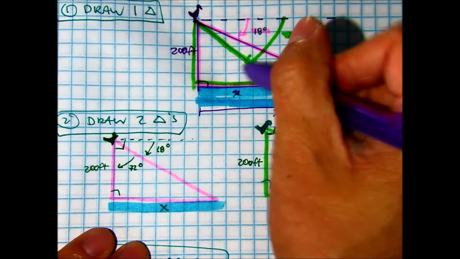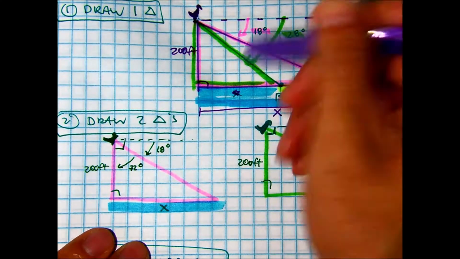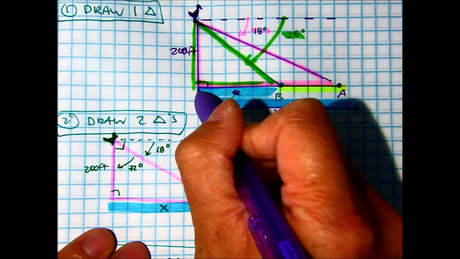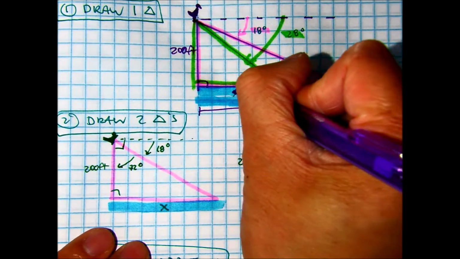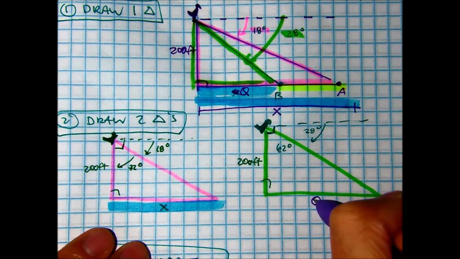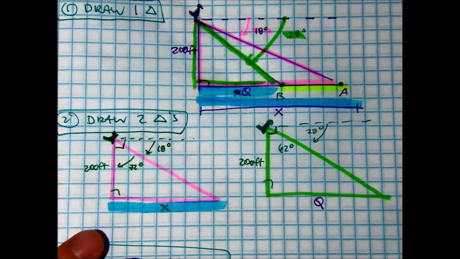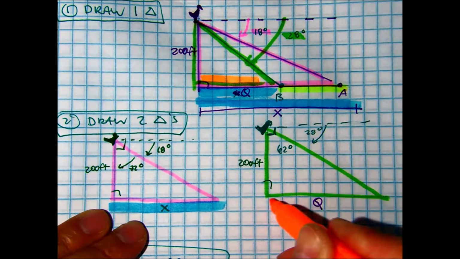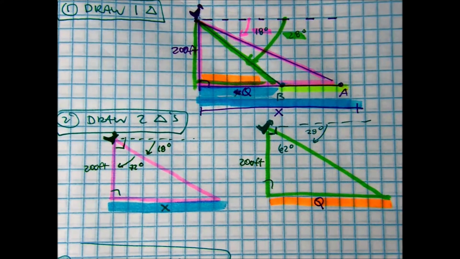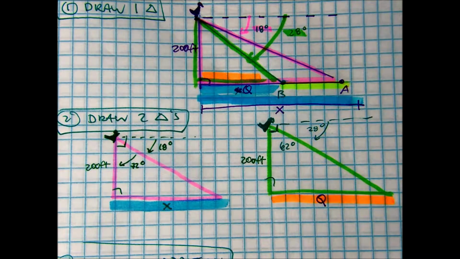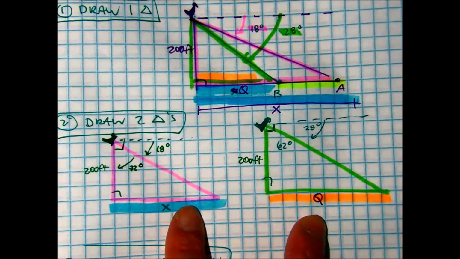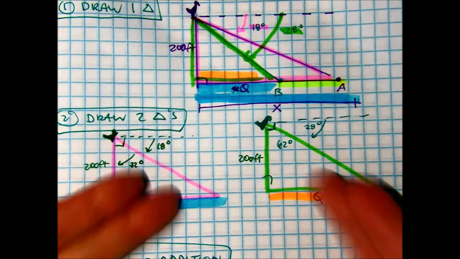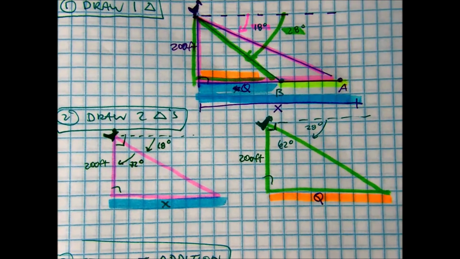Someone give me a letter of the alphabet. Okay, let's call this one from here to here in green. We'll call this one Q. Let's pick a color. Q is going to be orange. Okay? Alright. So basically what I did is I took the two triangles, now I've separated them. Now you're going to solve for X and Q.